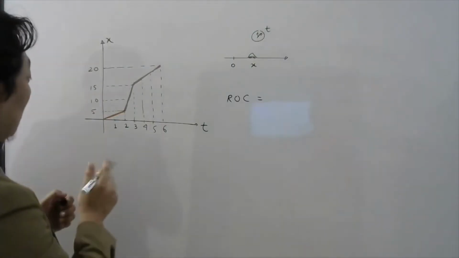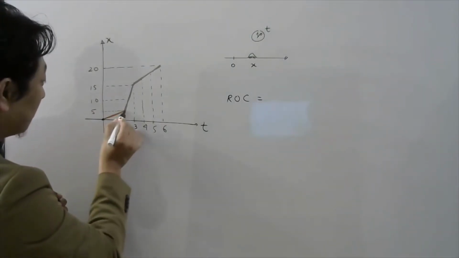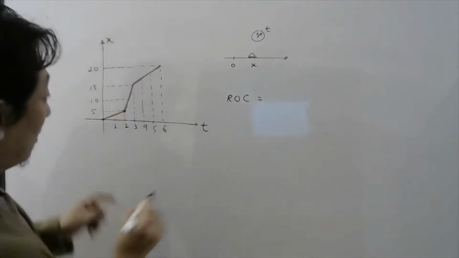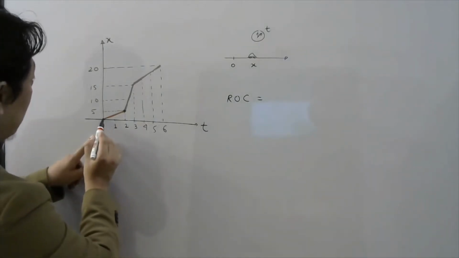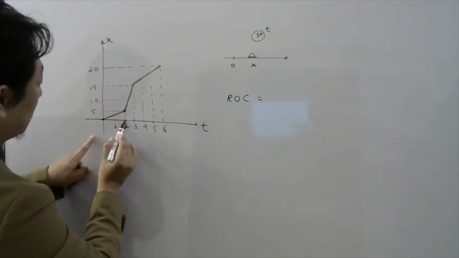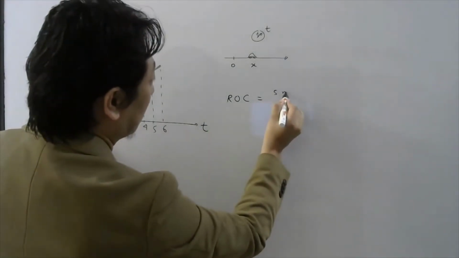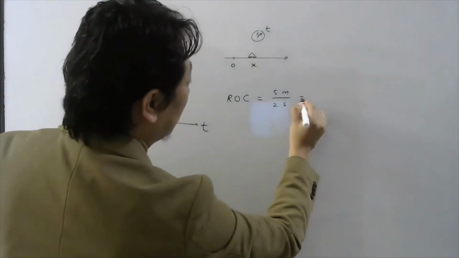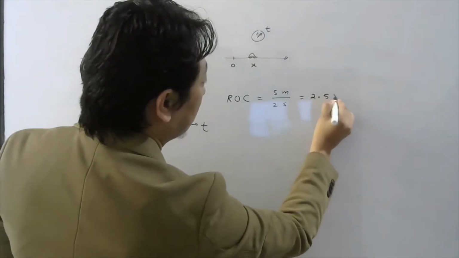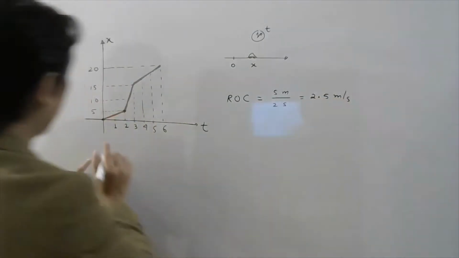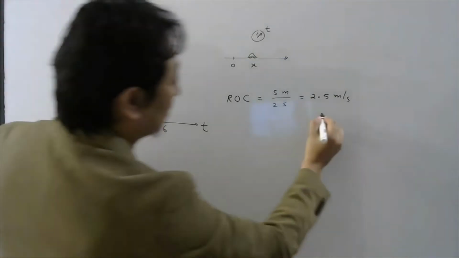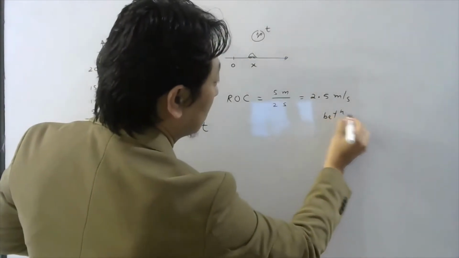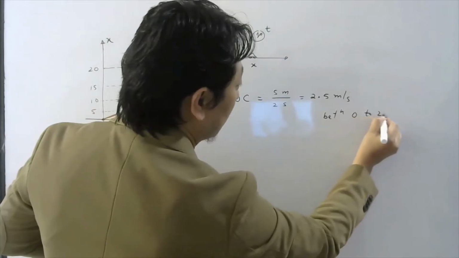So now if I choose these 2 points, you would get the rate of change as, you can see, 5 meters are covered in 0 to 2 seconds. So 5 meters are covered in 2 seconds, isn't it? So your rate of change would be 2.5 meter per second if you choose 0 to 2 seconds. So this is between 0 to 2 seconds.